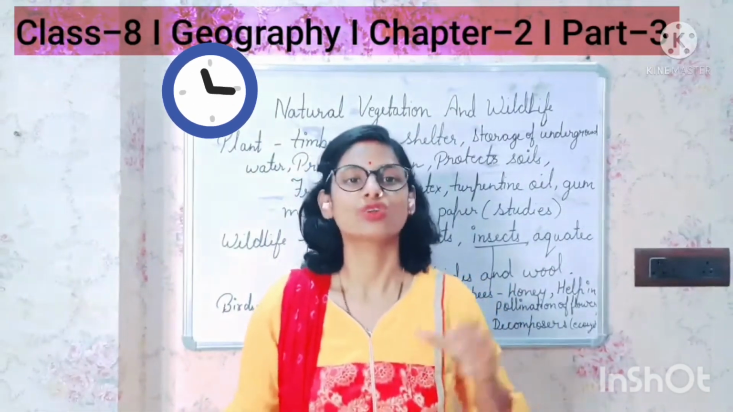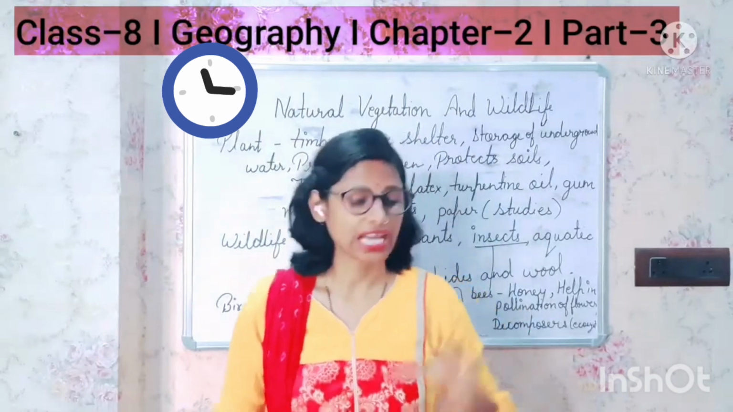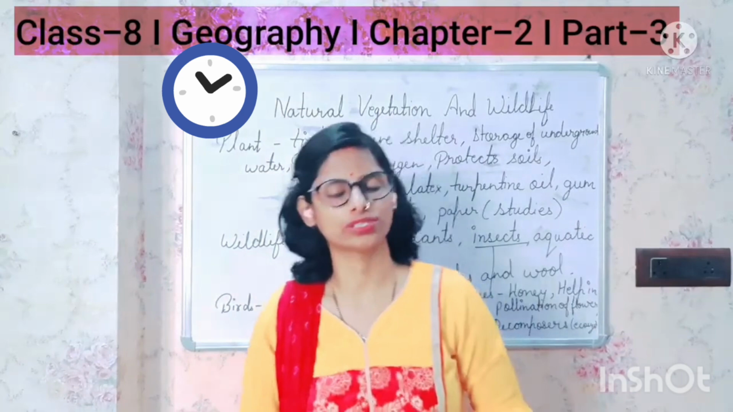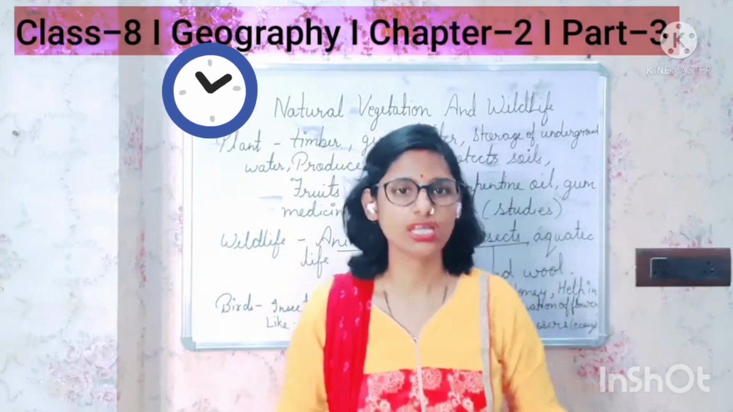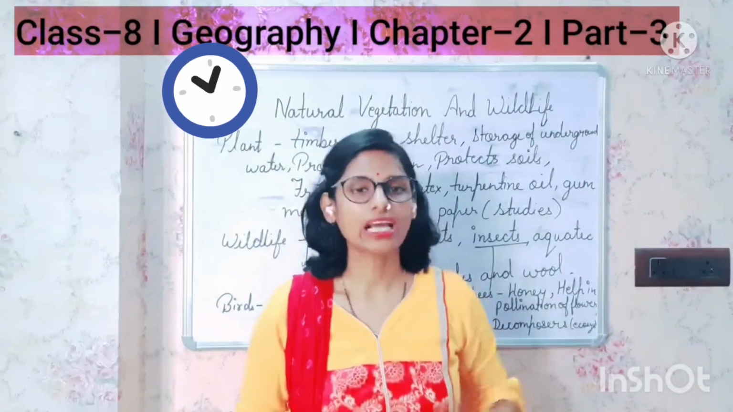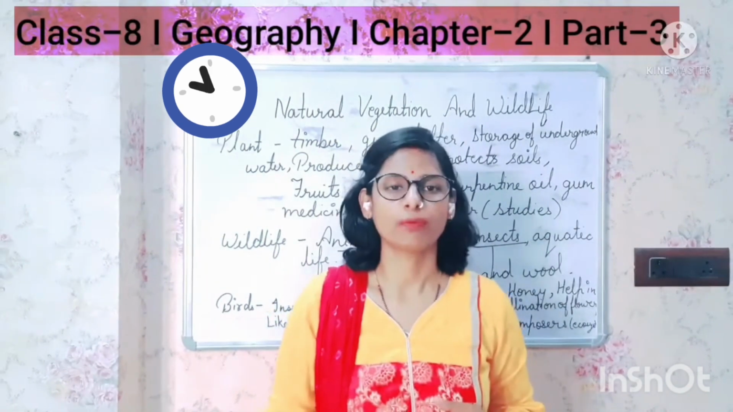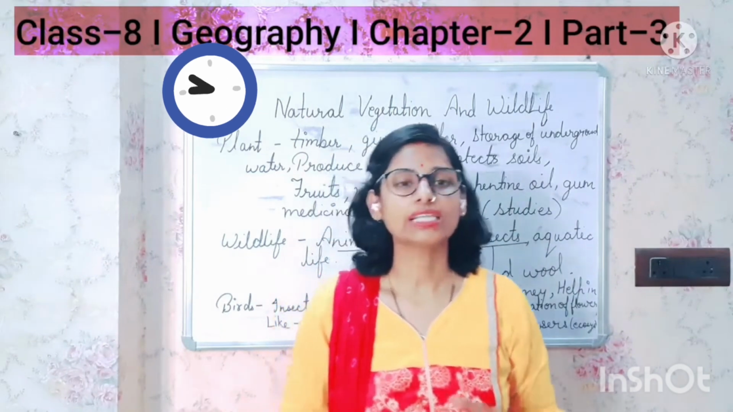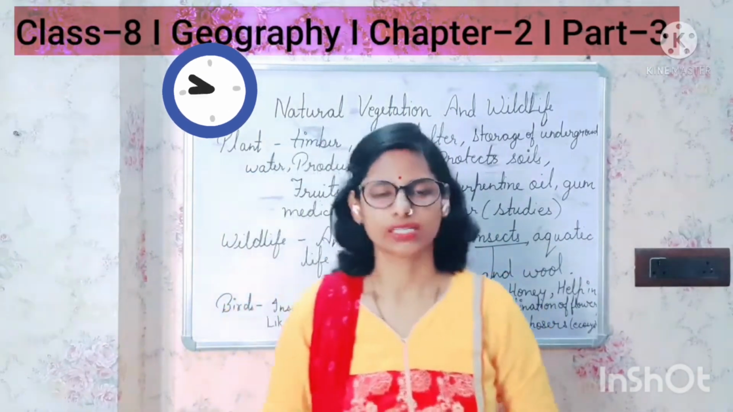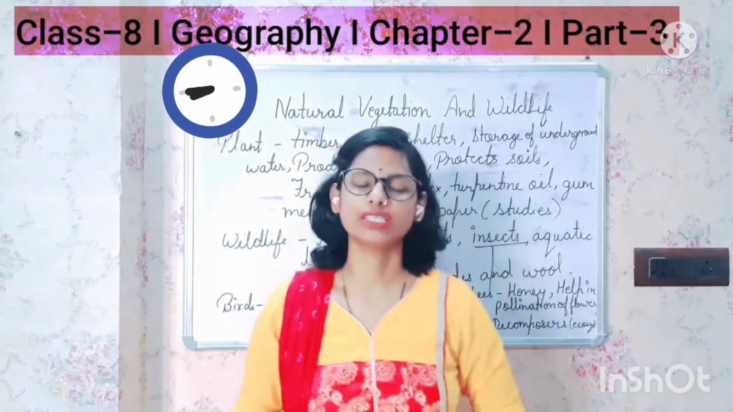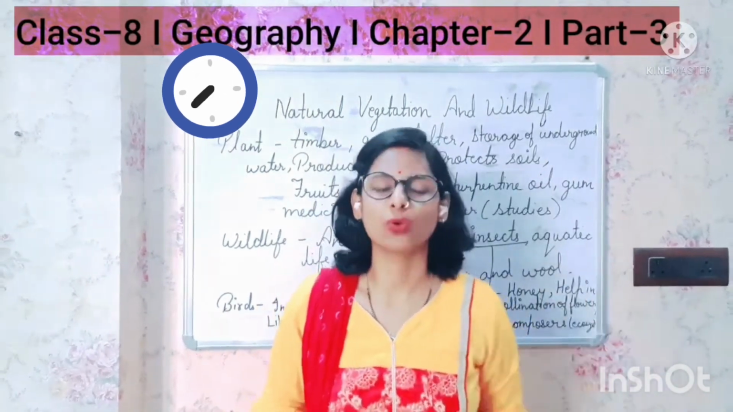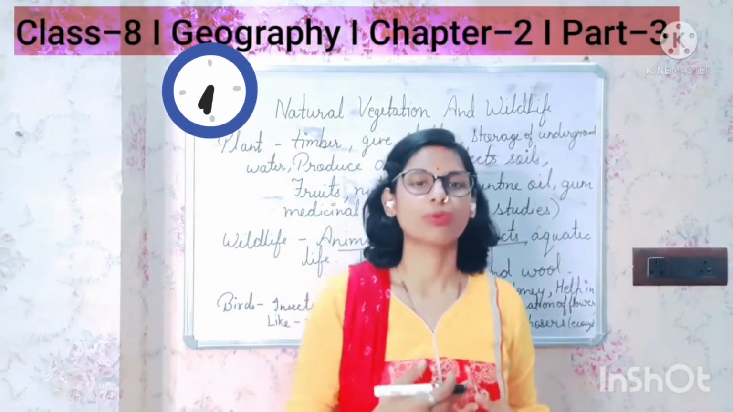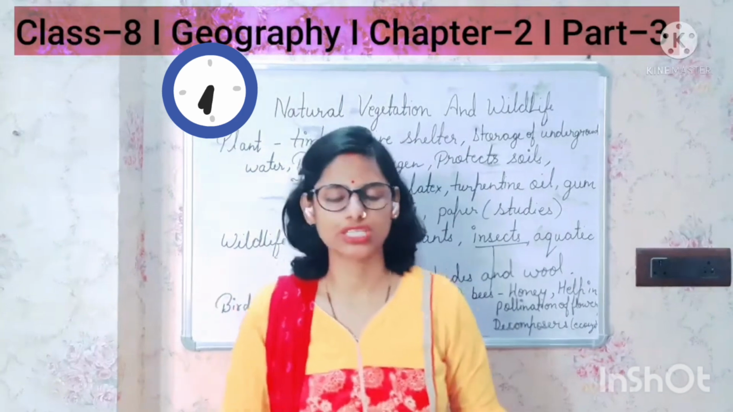First we will discuss what is natural vegetation. The natural vegetation is nothing but the plants and trees that grow naturally on the earth. It is known as the natural vegetation. And what is wildlife? Wildlife stands for the undomesticated animals, birds, insects and aquatic animals. The natural vegetation, or we can say the flora, differs from one region to another, and it also depends on the climatic zone.